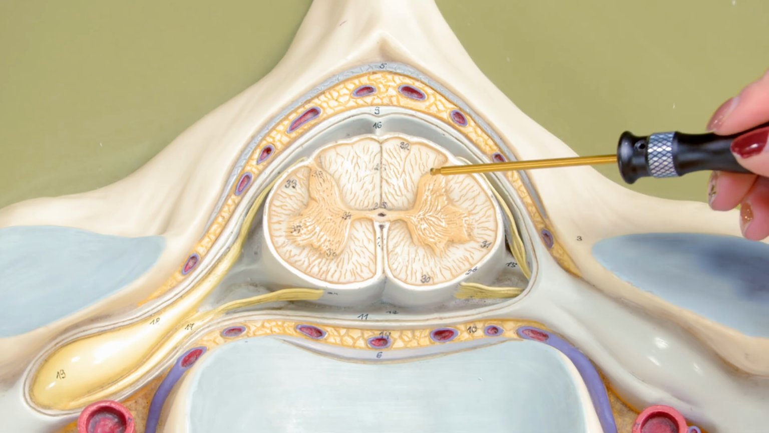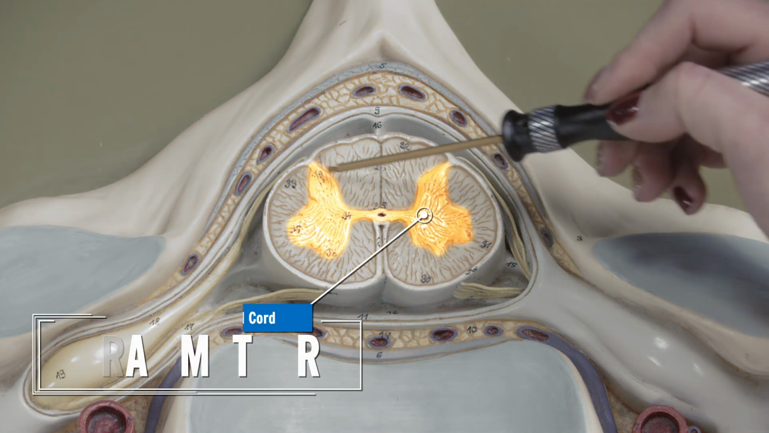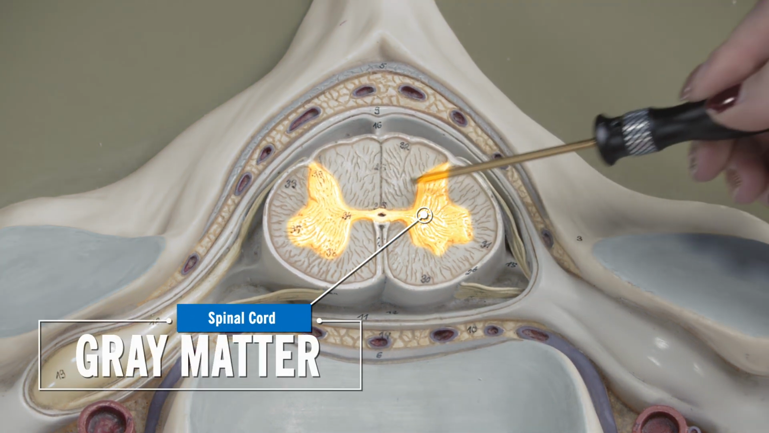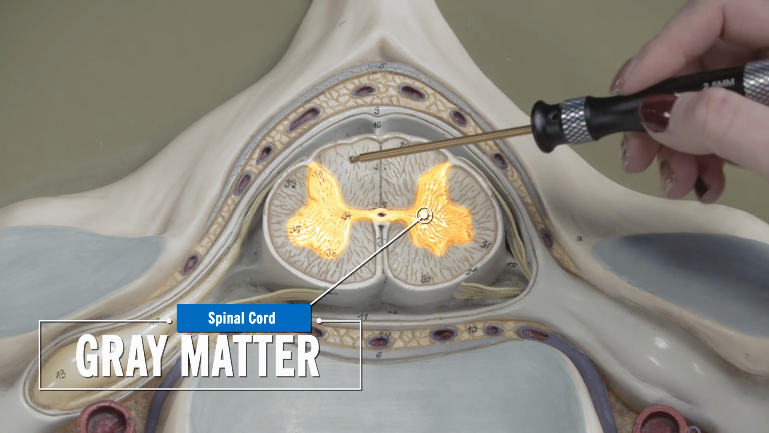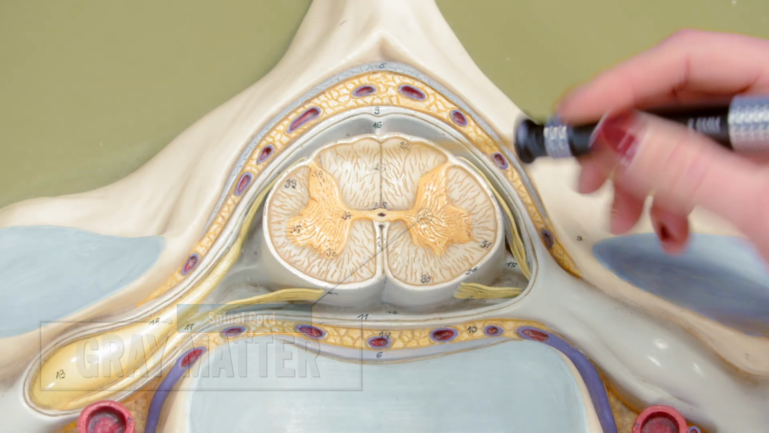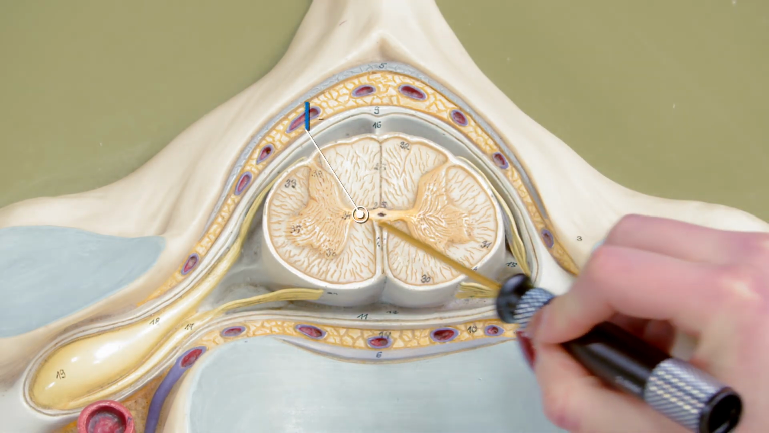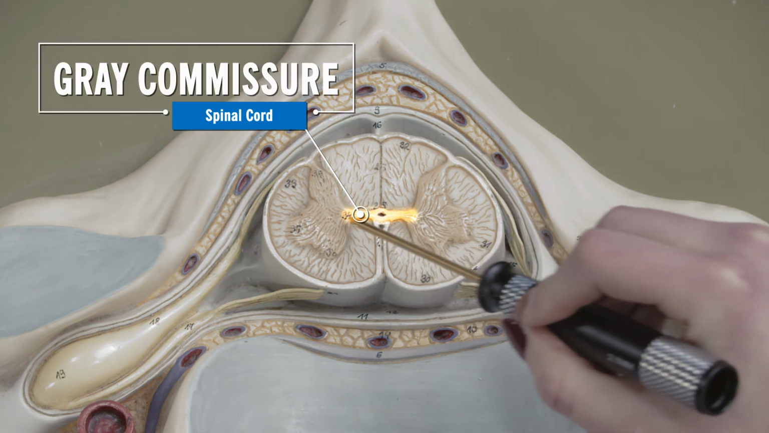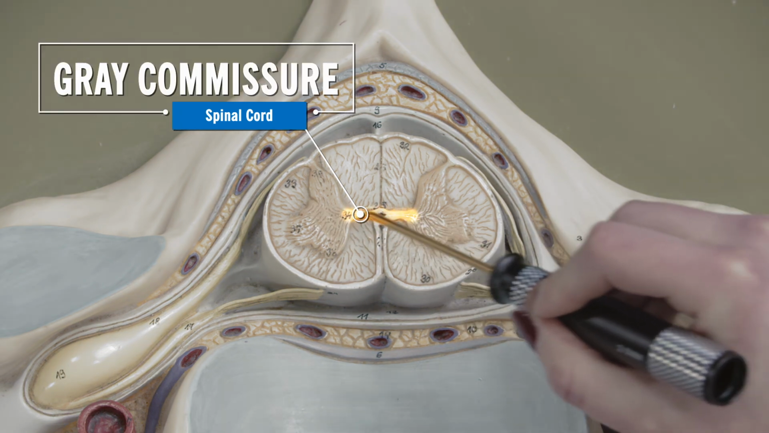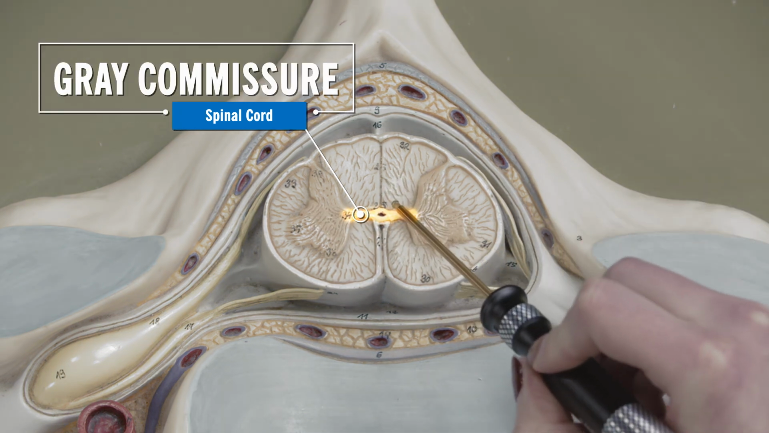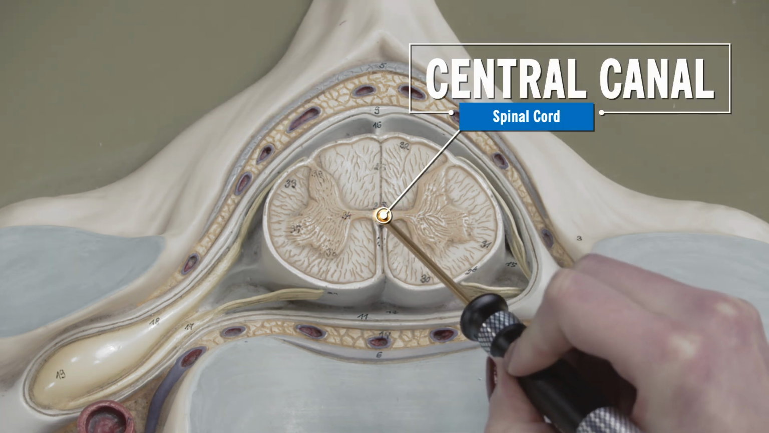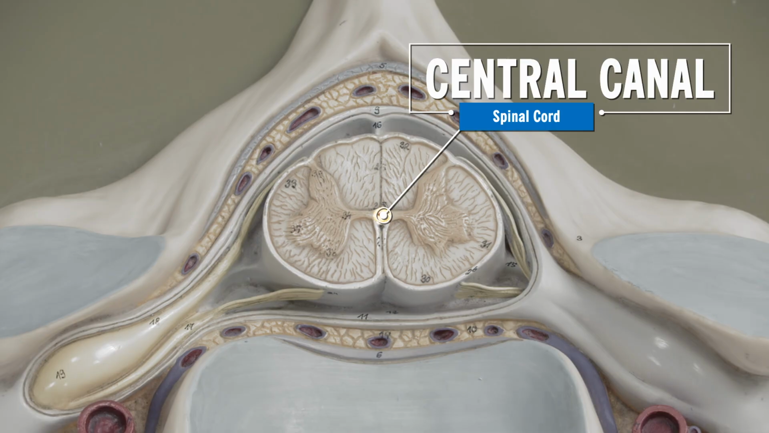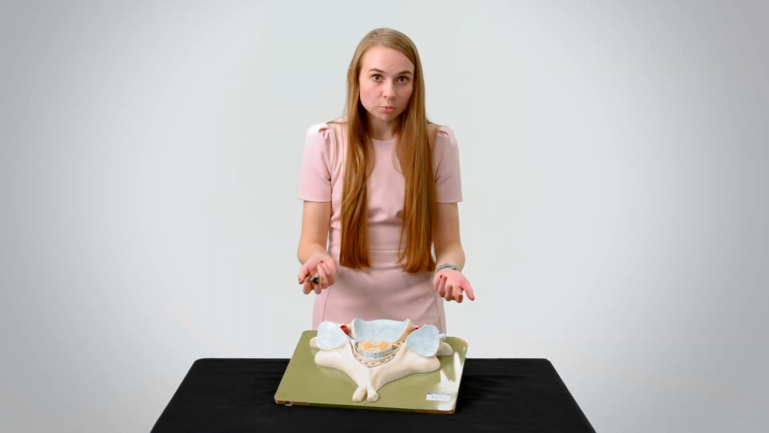First on the spinal cord, we're going to look at the gray matter. This is this butterfly shape that is seen here. In the middle of the gray matter, we have this line, which is the gray commissure, this gray connection here. Then in the middle of that, we have this hole, which is the central canal. The central canal comes from the fourth ventricle and is filled with cerebrospinal fluid.